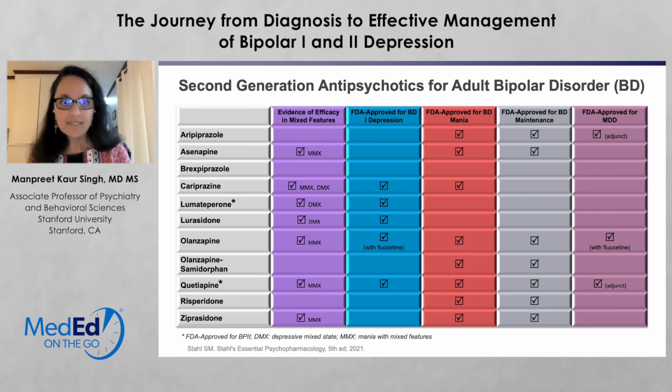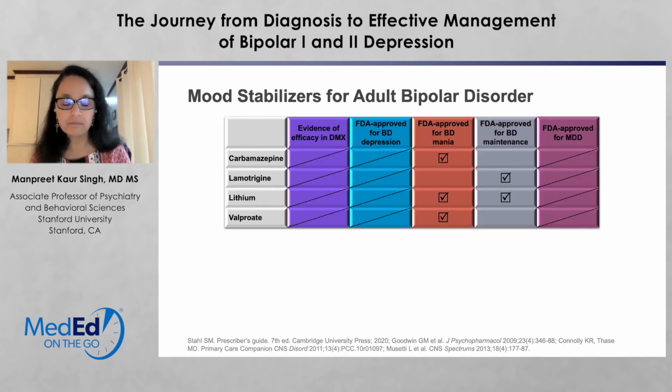Just so you have a sense of the abbreviations, DMX stands for depressive mixed state and MMX stands for mania with mixed features. And you can again see that the armamentarium is broad and there are lots of FDA approved options, but you can also see that there are some gaps here for maintenance treatment as well as for the treatment of unipolar depression with mixed features, as I mentioned to you before, which does not have FDA approval.